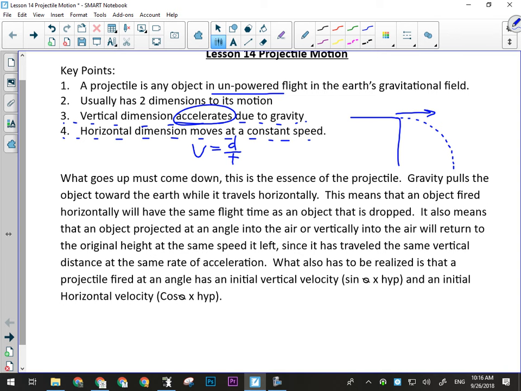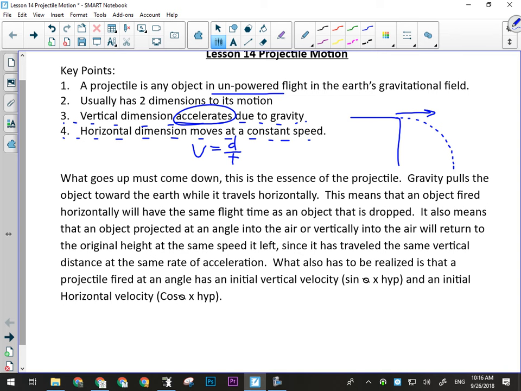All right, so that's the essence of a projectile. Gravity pulls the object back downward towards the Earth while it travels horizontally. That means that an object fired horizontally will have the same flight time as an object that's dropped. Mythbusters did this once. They took two bullets, one not in a gun and one in a gun, and they fired the gun and dropped the bullet at the same time. They hit the ground at the same time, not in the same place, but at the same time, because they have to fall the same distance, right? They are both affected by gravity equally.